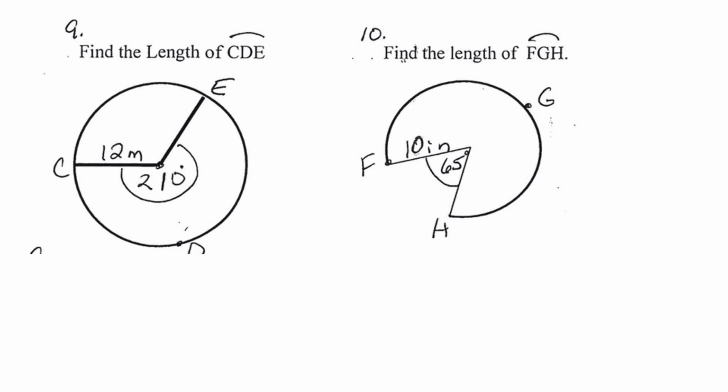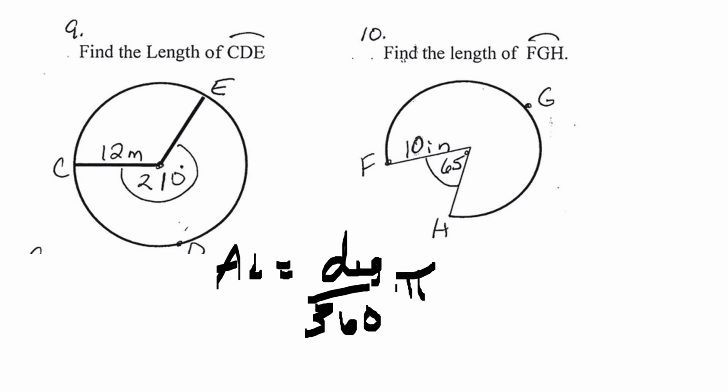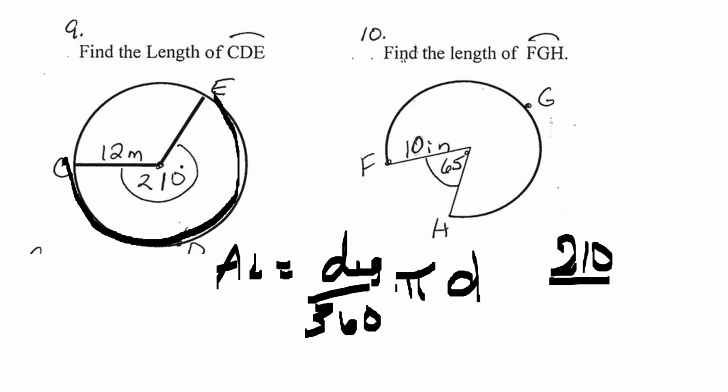Alright, now arc length, same idea. The arc length formula is going to be the degree over 360 times pi times diameter. Because pi and diameter, that's circumference. We just want to know the length of CDE, that is this way, okay? So I made it pretty easy for you. 210 is the degree, because that central angle will equal the arc, and over 360 times pi. But is 12 the diameter? No, 12 is the radius, so double it, 24.